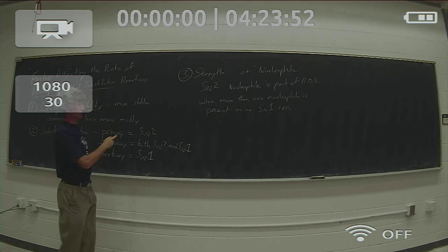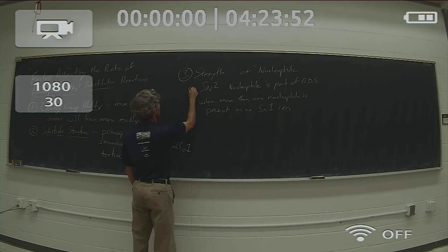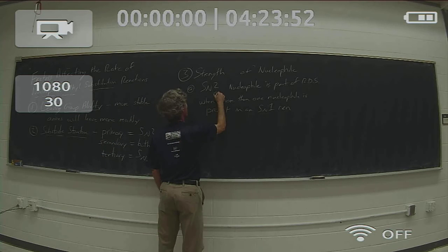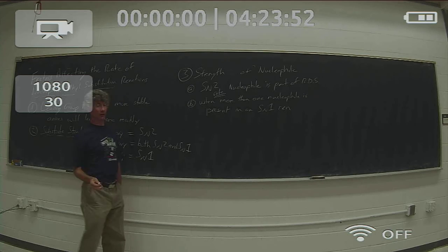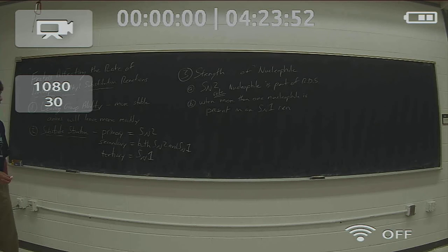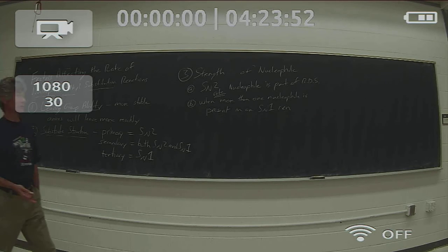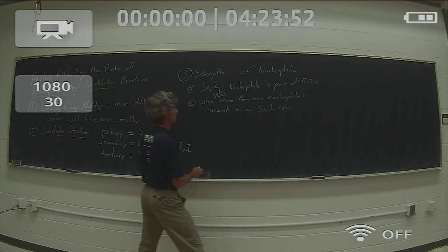So it's obviously going to affect the SN2 reaction rate. But in the case of the SN1, the nucleophile will have no effect on the rate, and only a potential effect on product distribution.